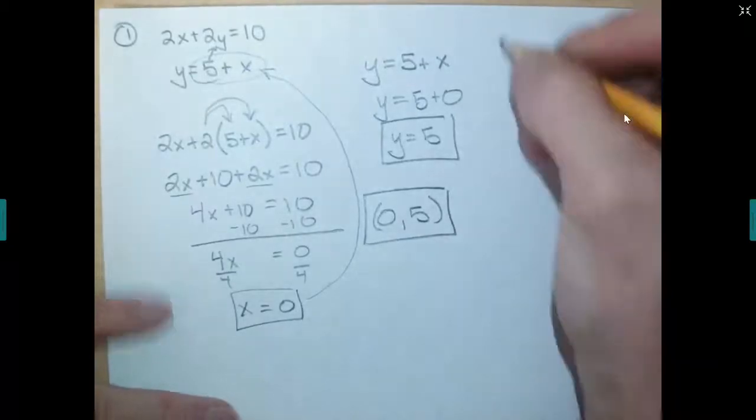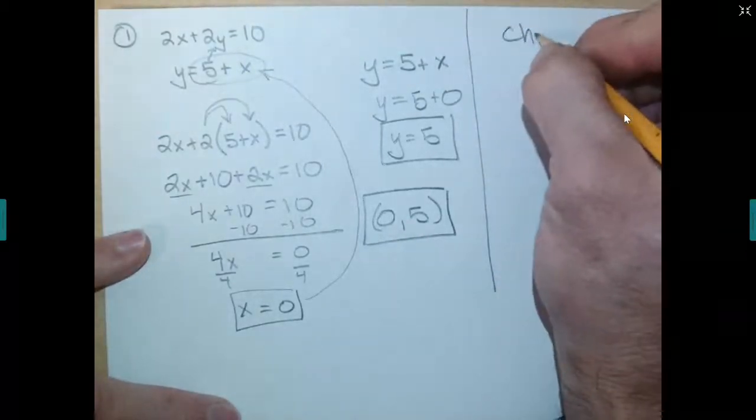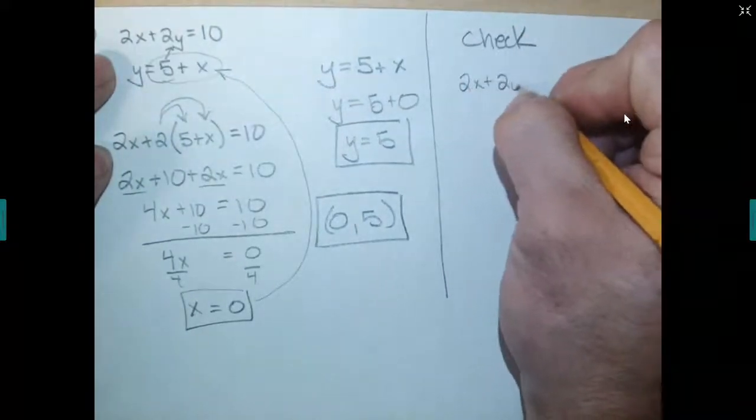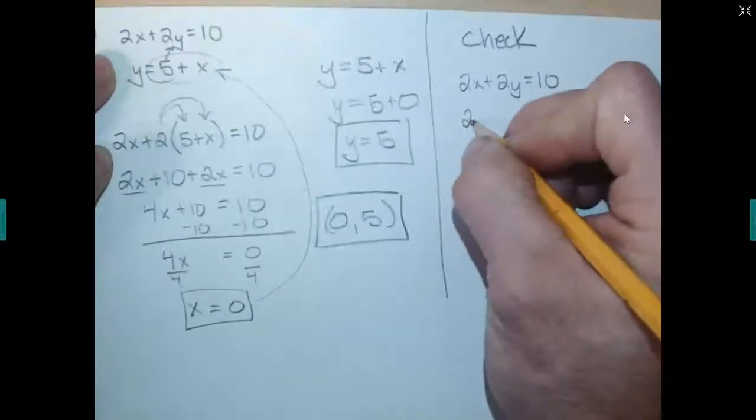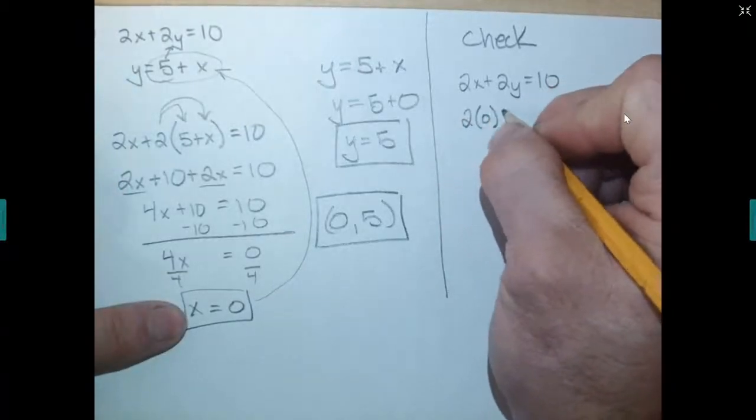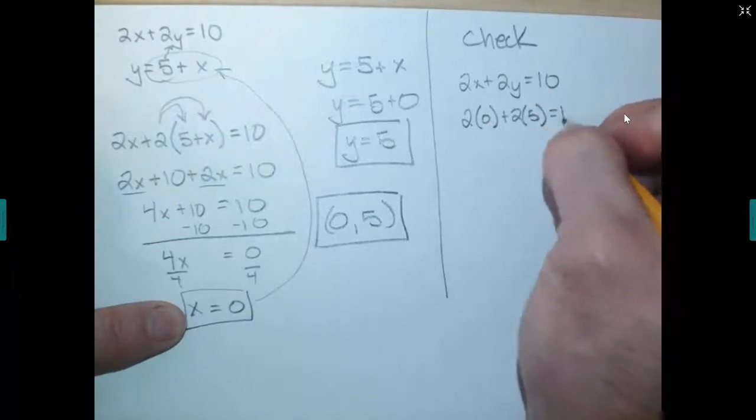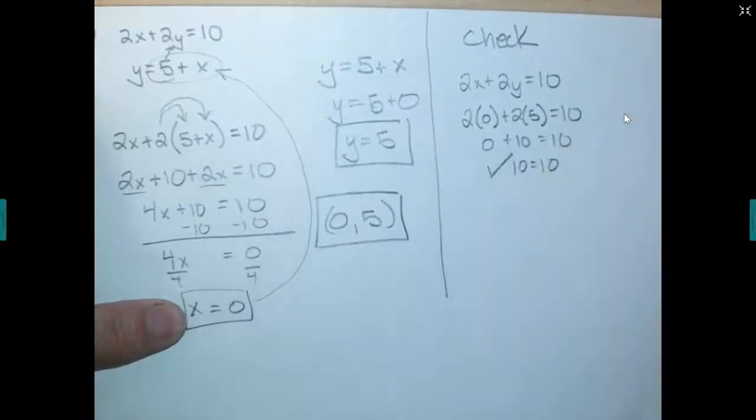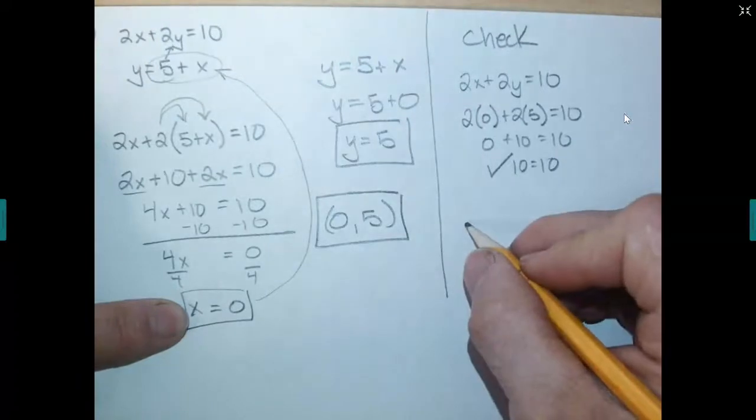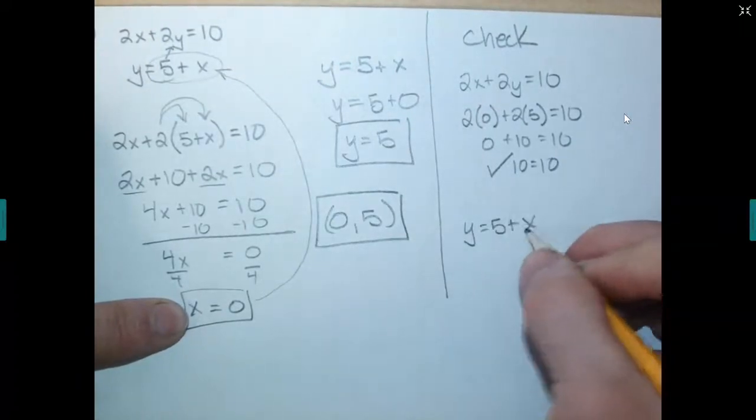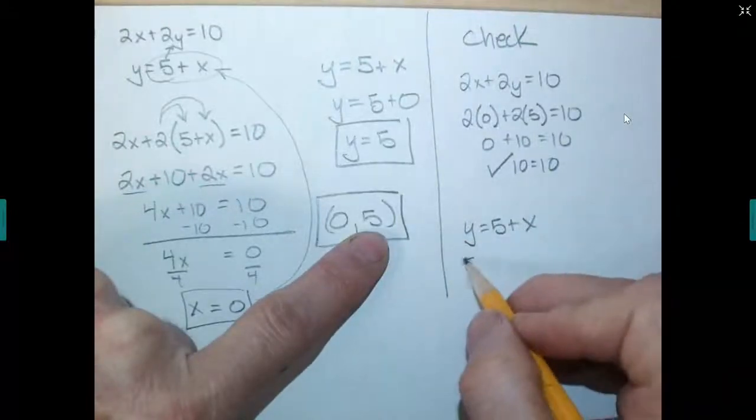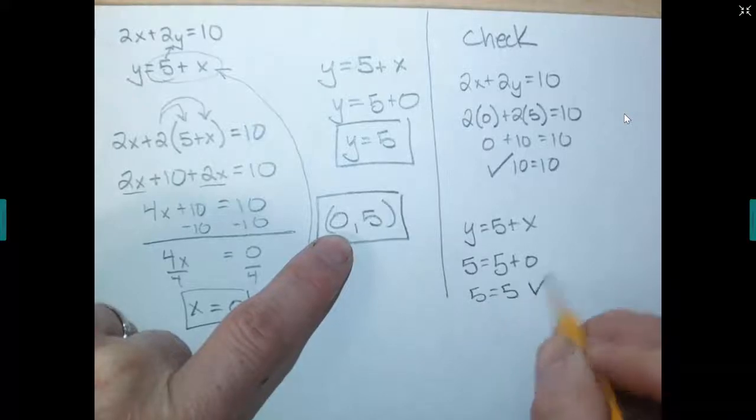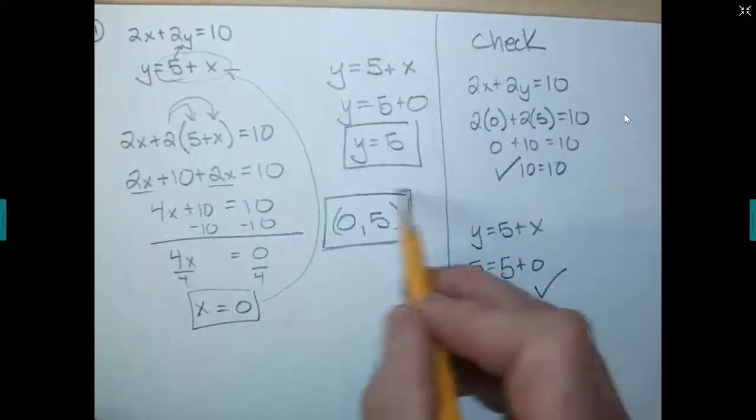Now I'm going to check it really fast by plugging it into both of these. 2x plus 2y equals 10. So 2 times 0, plus 2 times 5 equals 10. 0 plus 10 equals 10. 10 equals 10. Checks out. My second equation is y equals 5 plus x. Let's plug in my y value. 5 equals 5 plus 0. 5 equals 5. They both check out. That's my answer for number 1.